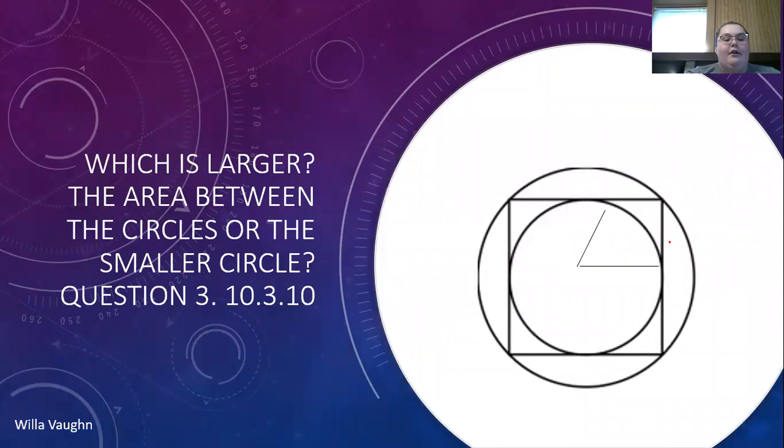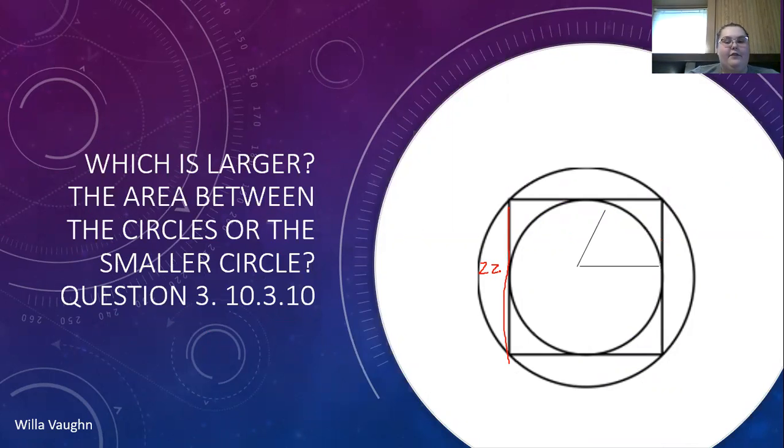All right, so question 3, which is larger, the area between the circles or the smaller circle? So first things first, we know the length of the square is going to be 22. And the equation for the area of the circle is pi times radius squared.